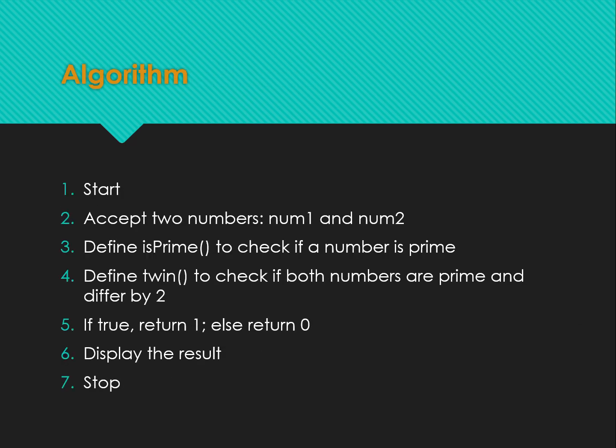Let's break the problem into steps using an algorithm. Step 1. Start the program. Step 2. Accept two numbers from the user. Step 3. Write a function named isPrime to check if a number is prime or not. Step 4. Write another function, twin, that checks whether both numbers are prime and that the absolute difference between them is 2. Step 5. Use this function to determine the result. Step 6. Print whether the numbers are twin primes or not, and step 7. Stop the program.